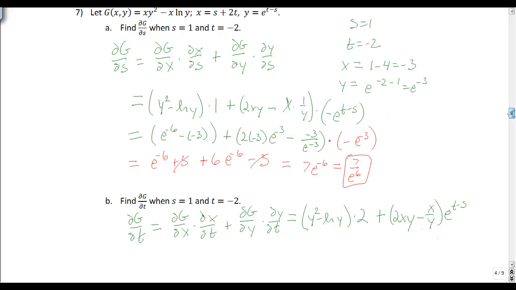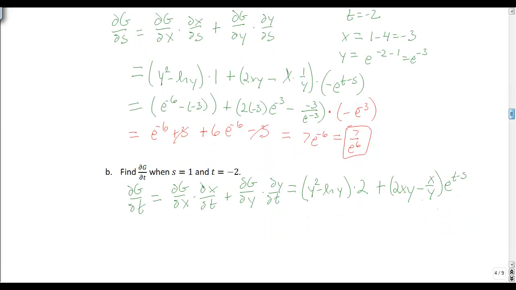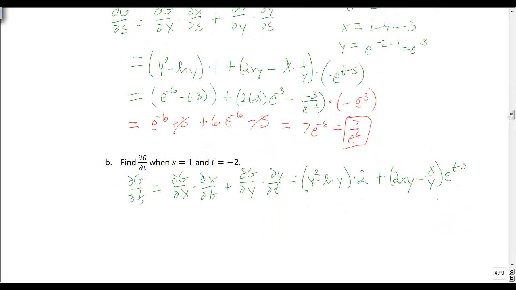Okay, do the same thing here. S is 1, t is negative 2, and there's our x and y here. I want to keep those in view. And so what we get, let's see, y squared minus natural log y. Well, I can copy that value from here. I could reevaluate it, though. E to the negative 6 plus 3. Now 2, I get a 2 there. 2xy minus x over y. Same thing as here.